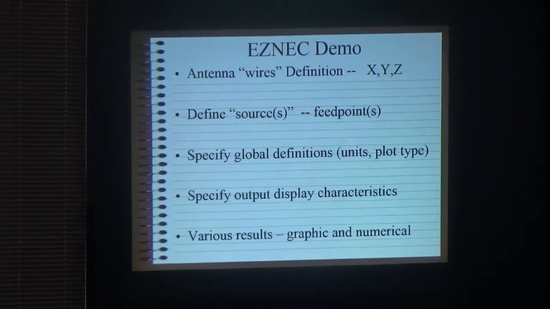I'm going to show you how to define an antenna, the wires, how they're defined, and the sources or feed point, how you're driving it, what the power rating is, and so forth. There are some global definitions that have to take place. Are you in feet, wavelengths, meters, millimeters? What kind of plot do you want, a 2D plot, an elevation, an azimuth, or a 3D plot? Output characteristics, you want to view the antenna, what color you want the currents on the display, and so forth. Then I'll show you the results, both graphic and numerical. Everything that is graphical is defined by numbers, tables, and you can have access to both.